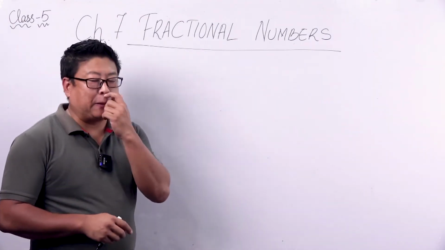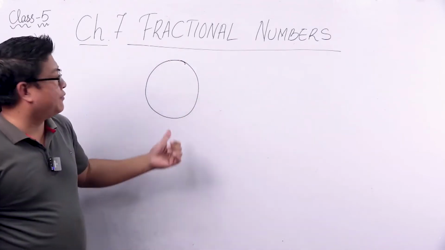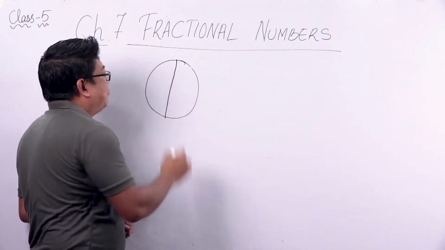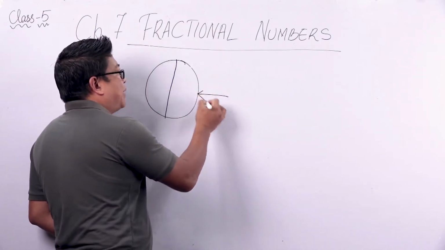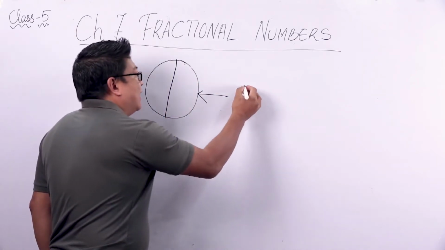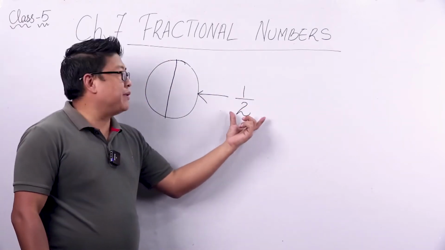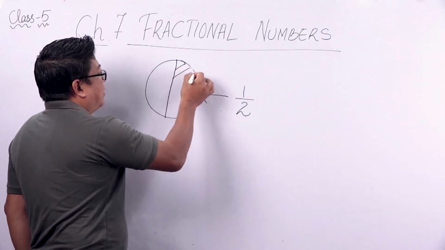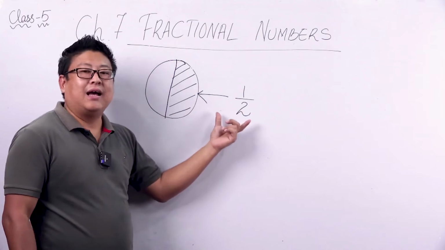So, the first thing about fractions. Before we move on, let's look at this figure here. We have a circle here. If I draw a line in the middle, we have two parts. Now, if I ask you what this one part represents, you are obviously going to say that it is half, isn't it? So this half is represented by 1 by 2. Okay, children? So this part is represented by 1 by 2, and this is read as half.